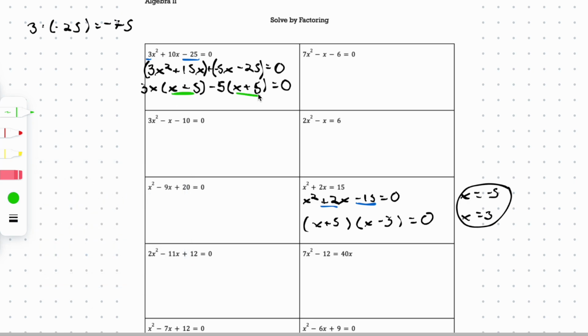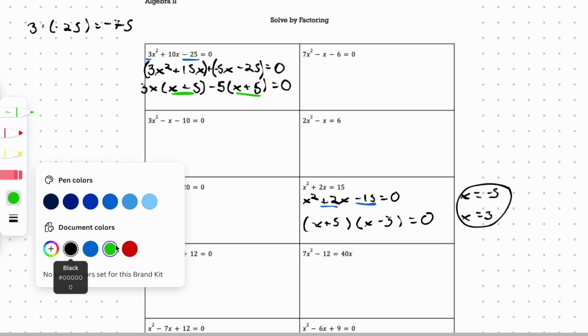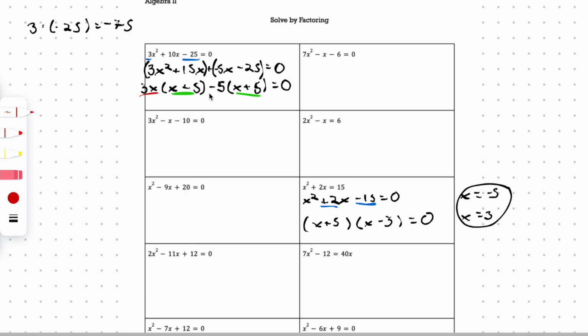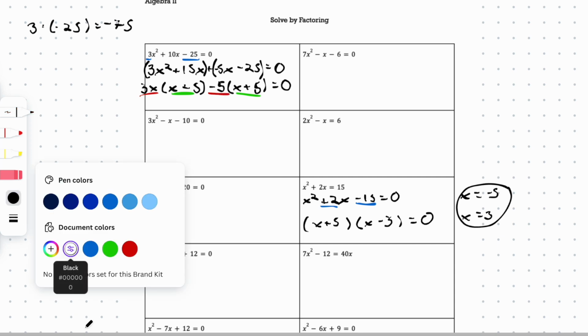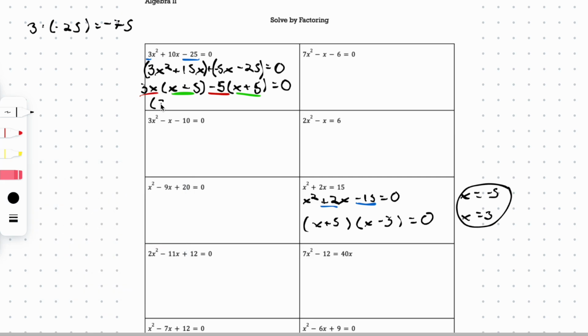Now notice that once we factor those two out, we have the same term in our parentheses. So from here, what we want to do is take these two terms of what we factored out and put them together. So our factored form of this equation will be 3x minus 5, and I got that from here and here, and x plus 5.